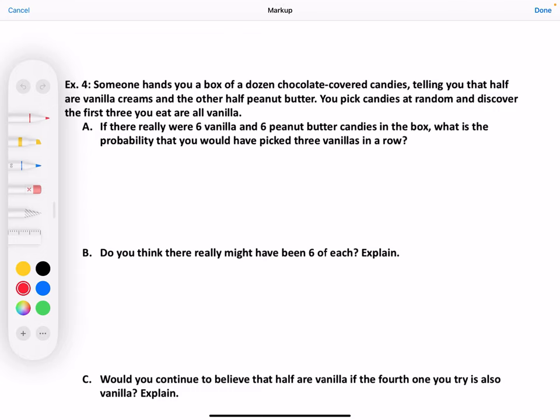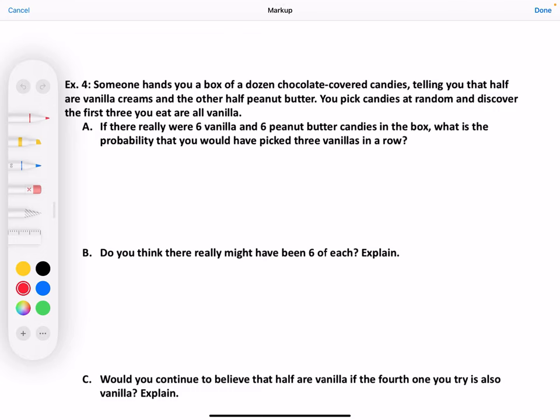So, someone hands you a box of a dozen chocolate-covered candies, telling you that half are vanilla creams and the other half are peanut butter. You pick candies at random and discover the first 3 you eat are all vanilla. If there really were 6 vanilla and 6 peanut butter candies in the box, what is the probability that you would have picked 3 vanillas in a row? So this is going back to like a whole unit ago.